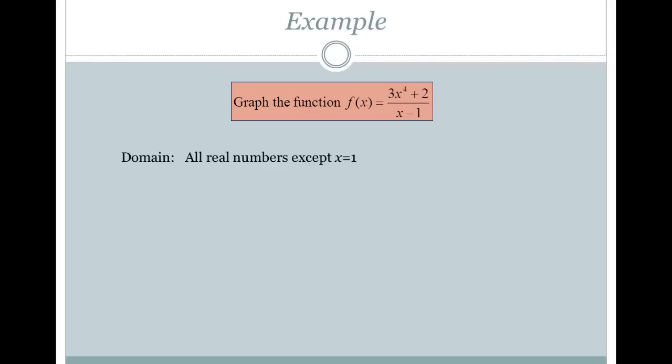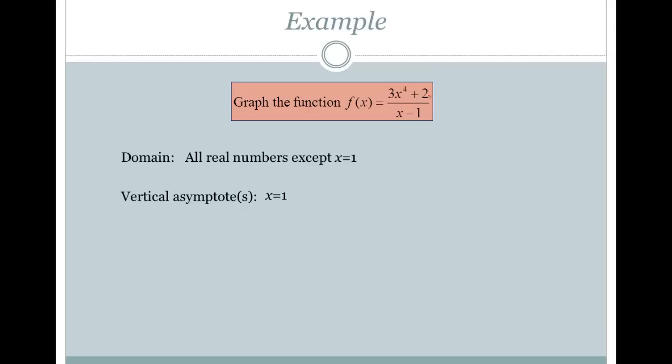Then we have to decide, do we have any vertical asymptotes? Well, because I can't factor this out and cancel this term, I'm going to have a vertical asymptote at x equals 1. So I'm going to have a vertical asymptote at x equals 1.